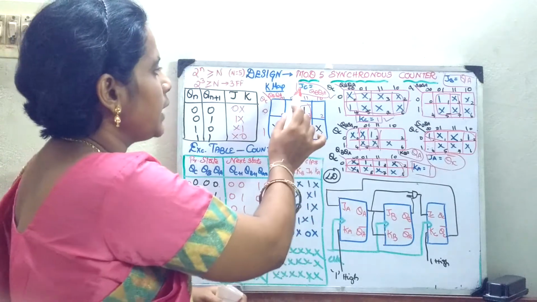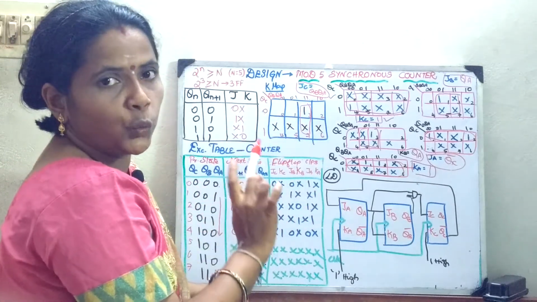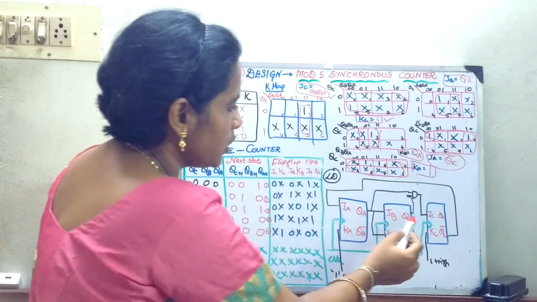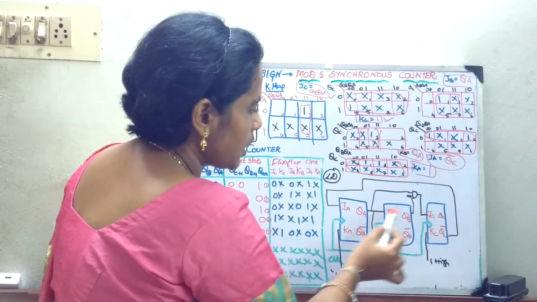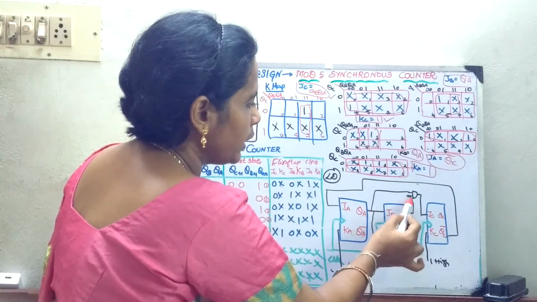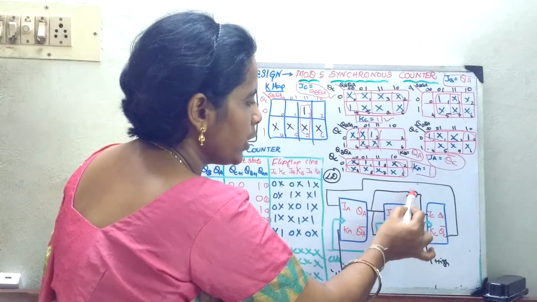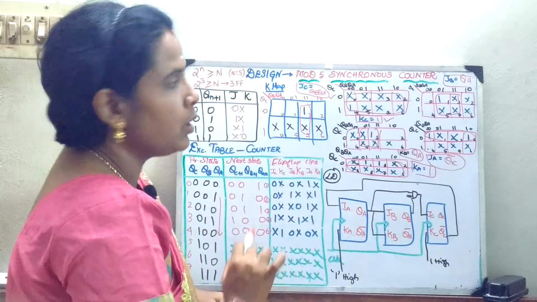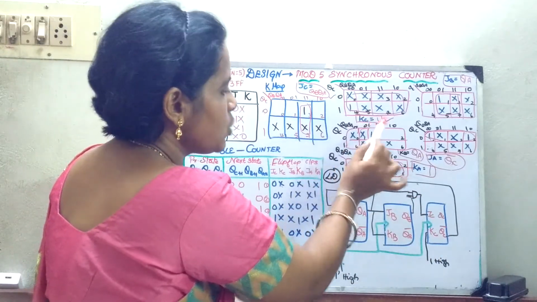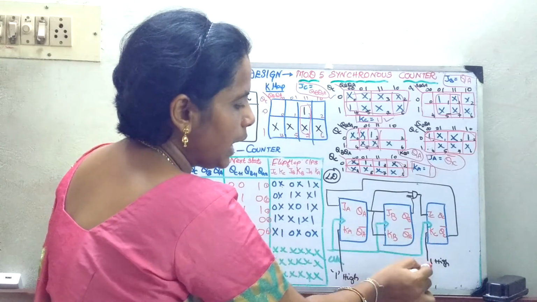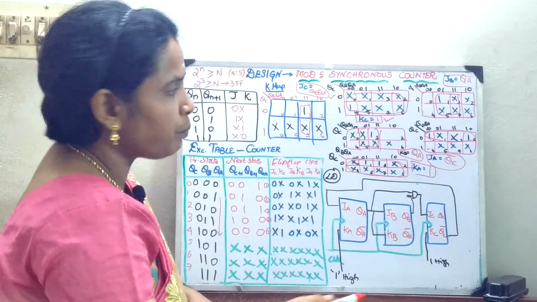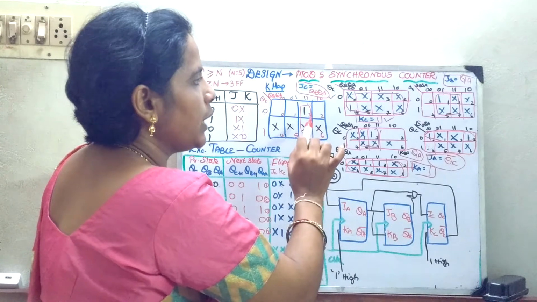Okay, now just take the inputs. What is JC? QB into QA. So your JC is nothing but QA into QB. So tap 2 points, put an AND gate, and finish it off. Now what is KC? KC is 1. So for KC you give a high input. That's all over. Now come to your JB.